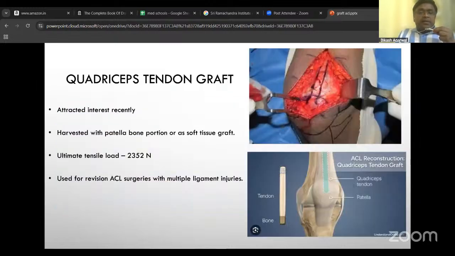Now coming to the next is the quadriceps tendon graft. It has attracted interest recently. It is usually harvested with the patellar portion, but our very own Raji Raman sir has put out a paper recently in which the central third of this quadriceps tendon is used alone without the bone portion.